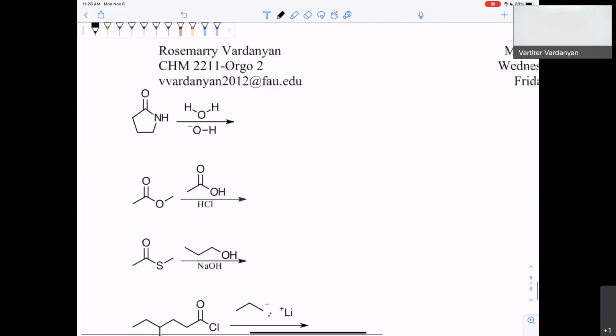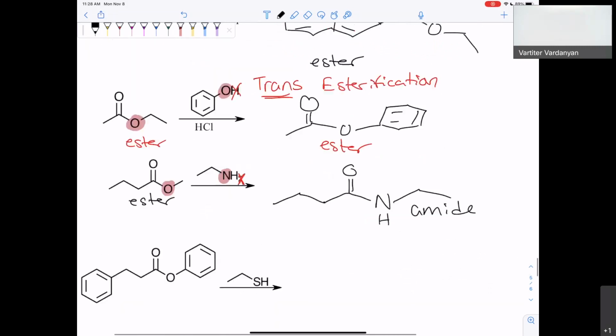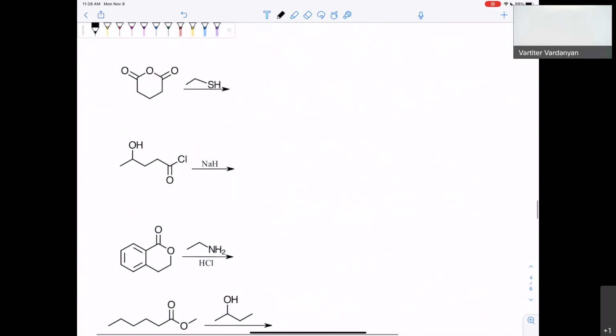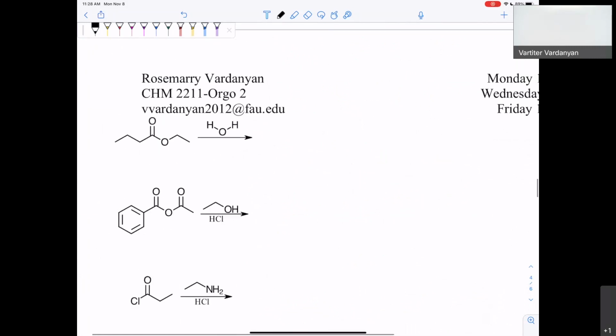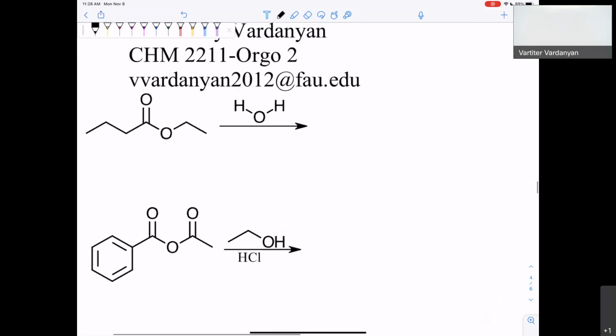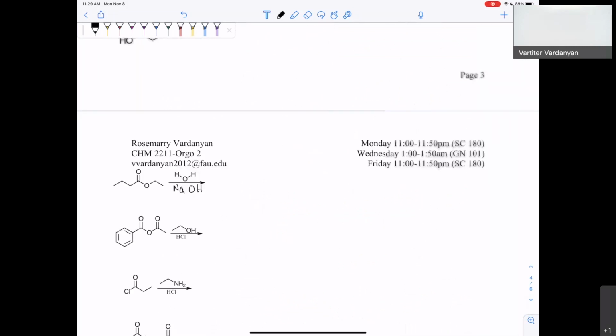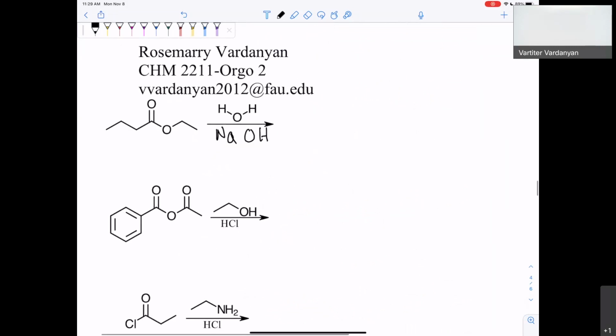All right, and then before we go back to the practice problems, I'm just going to show you one more example because I want to tell you the last name. Let me find one. There we go. And there's no base given here, so I'm going to give you NaOH. And this is page 4, the first reaction of page 4.